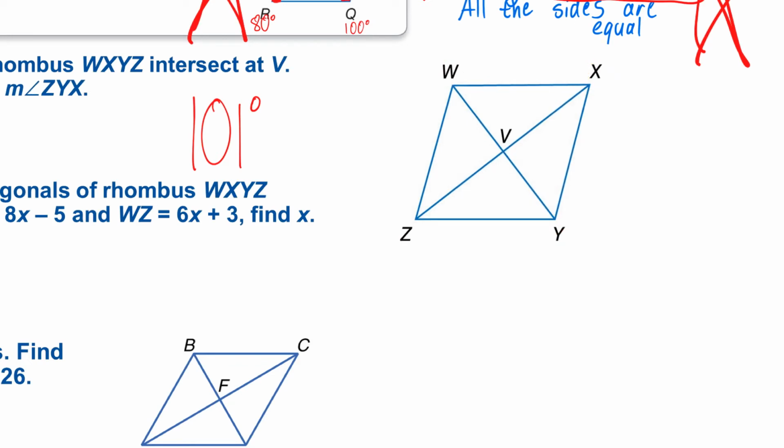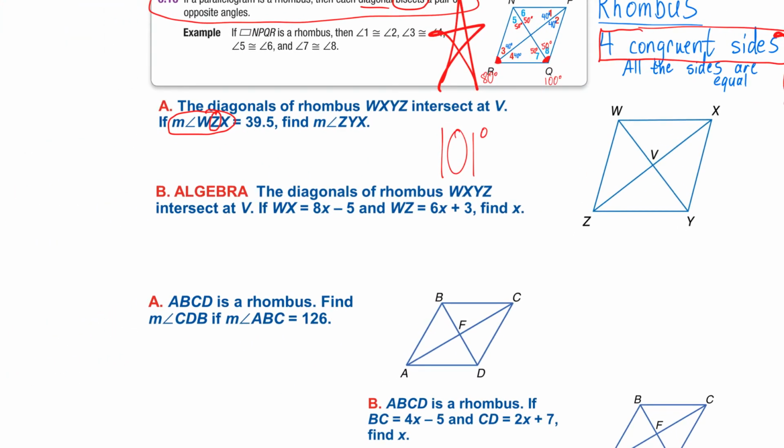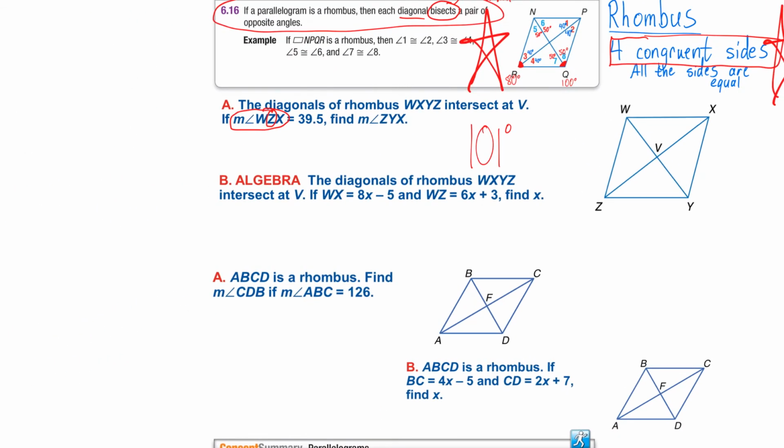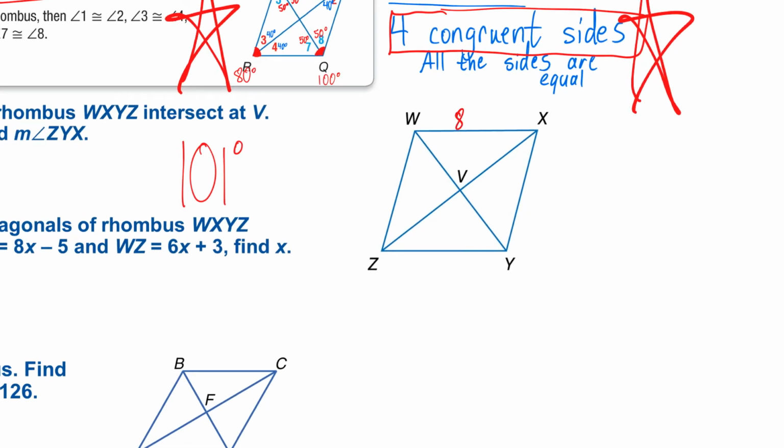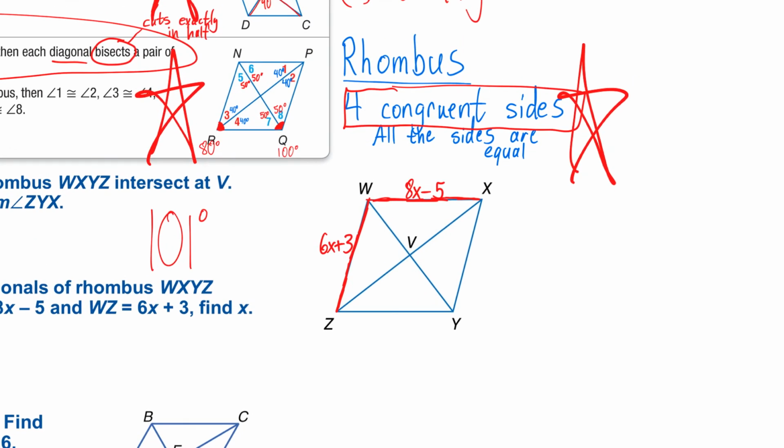Next thing there is, it says that WX is 8x minus 5, and WZ is 6x plus 3. So now we're talking about how long these sides are. This side is 8x minus 5, and this side is 6x plus 3. What do I know about those two sides? They're equal, because remember, in a rhombus, all four sides are congruent. So all four of these sides are equal to each other.